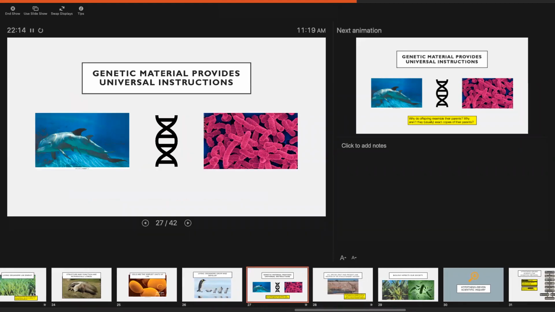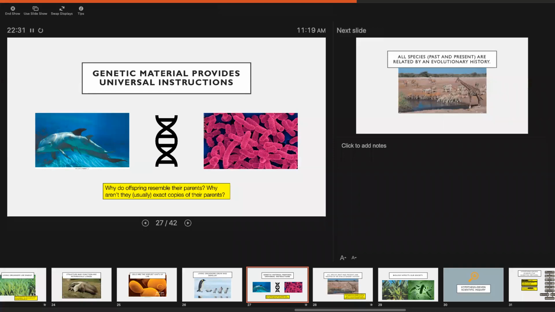Also, all organisms are united by their common genetic heritage. So all organisms use DNA as their genetic information to store the information that allows them to make themselves.